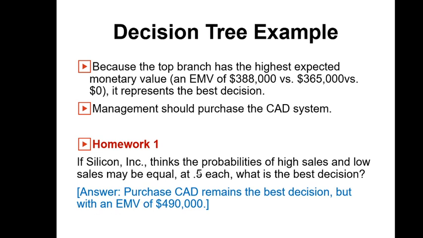Again, for the same company, all the given are the same except for the probability of high sales and low sales. Instead of 60-40, it will be 50-50. So if you will do it again, please practice with that. I gave you already the answer. The answer will be the same decision. We have to purchase the CAD system, but the expected monetary value in this case will be 490,000. I give you this homework, and I give you the answer to check on yourself, just for you to practice.